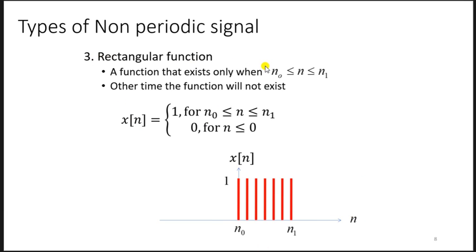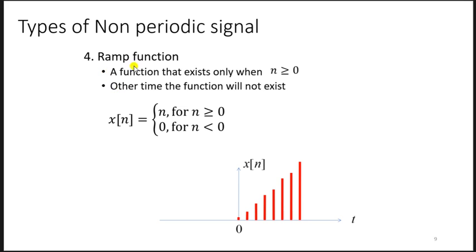Okay, rectangular function is similar to step function, except it has its limit. Okay, so it is between n0 to n1. So it is in the form of a rectangle. Okay, so 1 for n bigger than n0 and smaller than n1. So you determine where its location is. Can be anywhere as long as it's the shape of a rectangle.